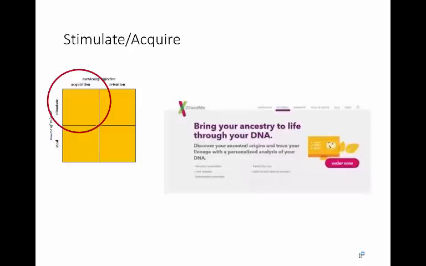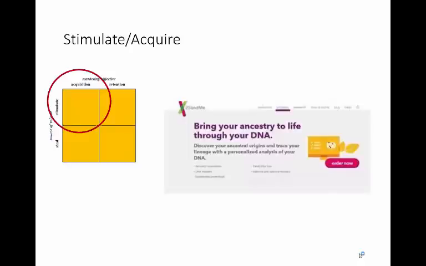So 23andMe had to figure out how to stimulate demand for the kind of information we would get from DNA testing. And they had to stimulate that demand because we didn't have a solution to that problem before. We didn't have an option before, so we might not recognize that as a need. If you think about the steps in the consumer purchase process, step one is that we identify a need that we have. Well, if we've never had a solution for a need, maybe we also never identified that need.